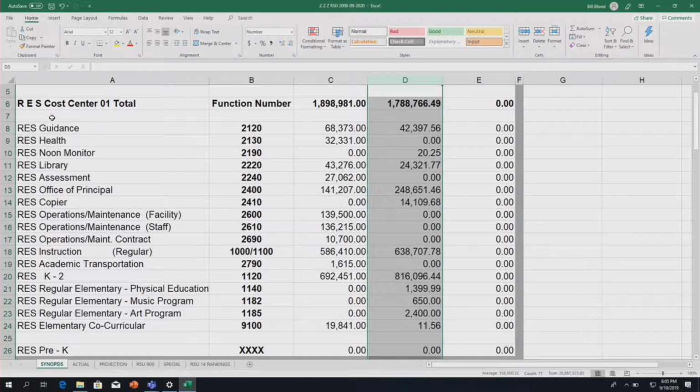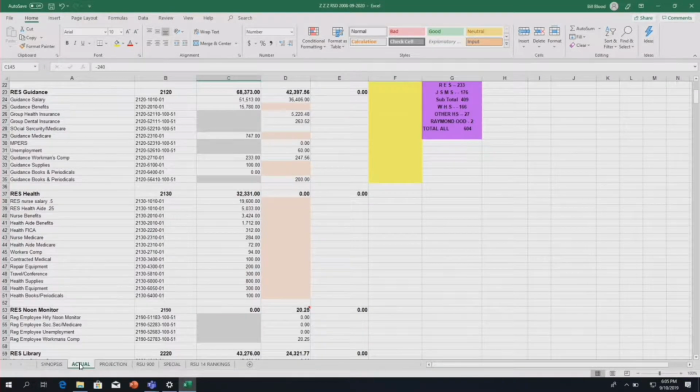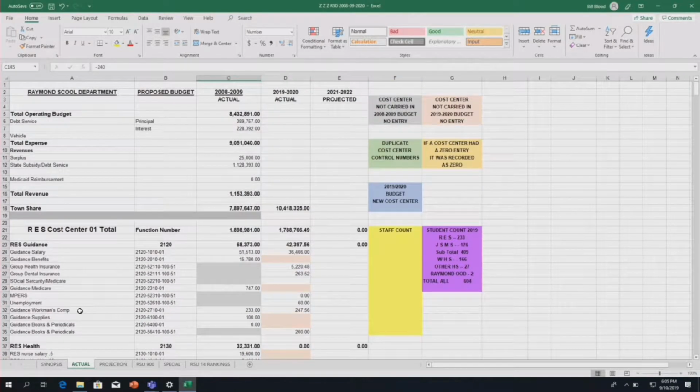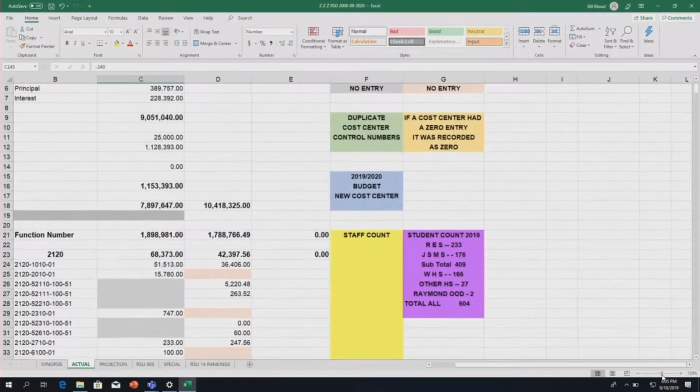This is just a synopsis for RES, and the next document is the actual numbers, and this is gonna be a little bit harder to bring up. And again, I don't wanna lose integrity here.